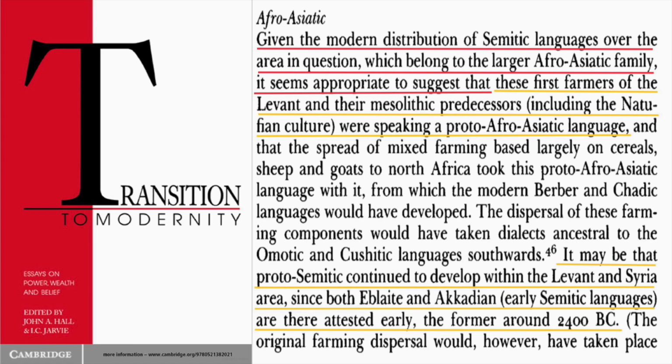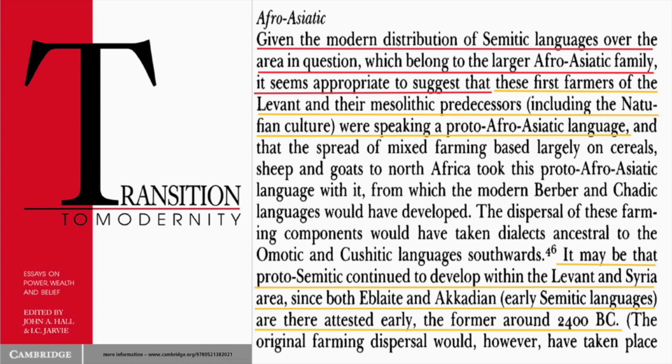And according to the book titled Transition to Modernity by Cambridge University, it reads, "Given the modern distribution of Semitic languages over the area in question, which belong to the larger Afro-Asiatic family, it seems appropriate to suggest that these first farmers of the Levant and their Mesolithic predecessors, including the Natufian culture, were speaking a Proto-Afro-Asiatic language."